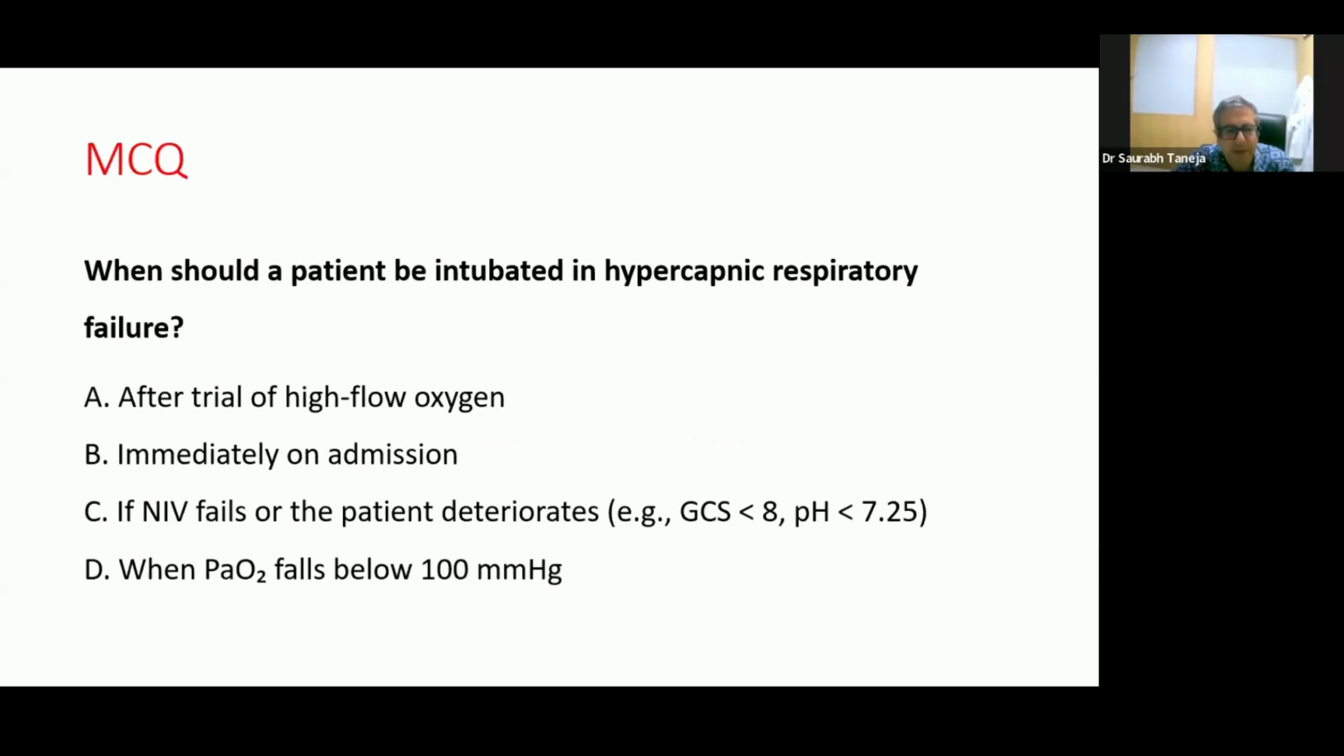So when should a patient be intubated in hypercapnic respiratory failure? When you have a patient who has increased CO2, you apply NIV and monitor the patient. If his GCS goes down, serially monitor the blood gas analysis. If the acidosis worsens, this is the patient you might have to intubate. So the correct answer is if the NIV fails or the patient deteriorates, that is GCS moves to less than 8, which is an indication for intubation, and the pH also deteriorates.